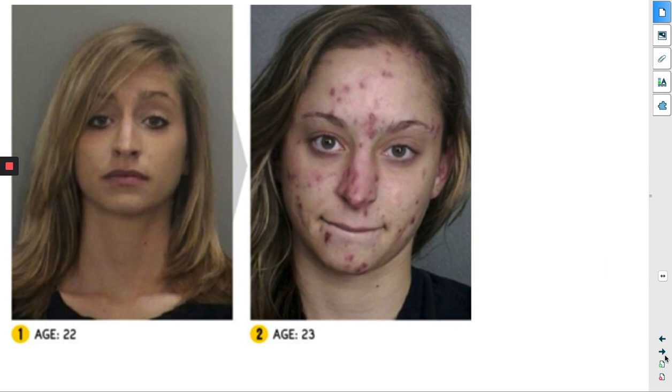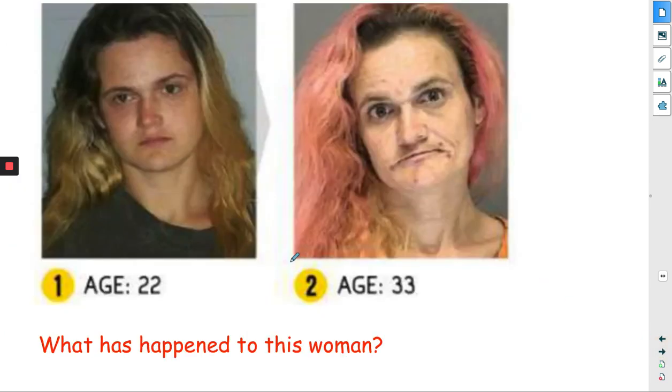Okay, I have another set of pictures. Now this is a different person. Yes, there's a much bigger age gap between the first picture and the second picture, but certainly at age 33 this person does not look like her body has physically aged well or managed life very well. And I ask a very simple question: what has happened?